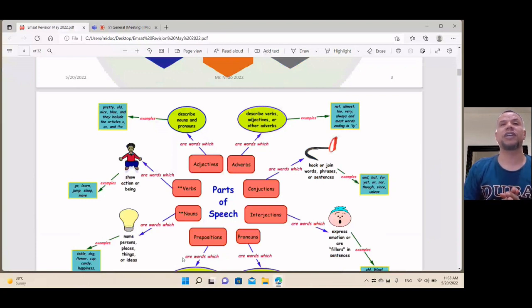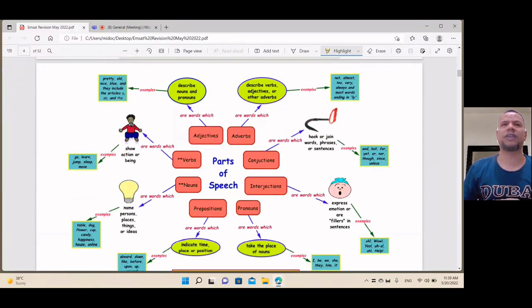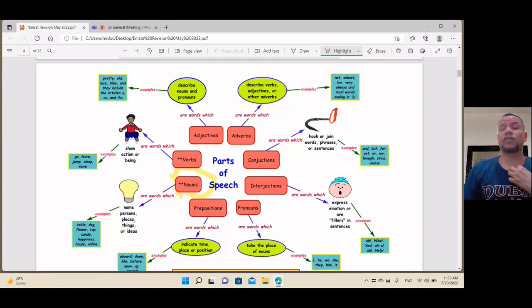Let's start with noun. What is a noun? Nouns are words which name a person, a place, a thing, or an idea. So when you say Ali, it is a noun. When you say Oman, a house, a place, a city, a student, the sun, honesty, courage, and so on, all of that are nouns because we name them. So this is a noun.